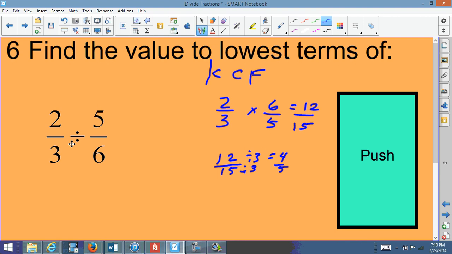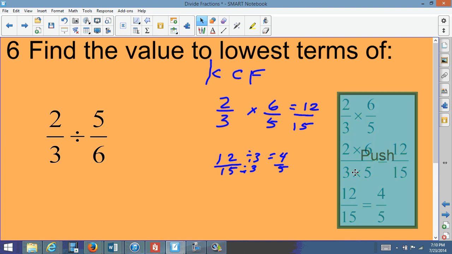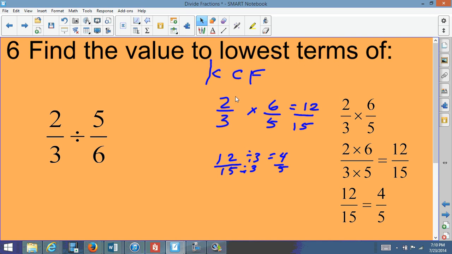So I hope you got that in your try. You might want to rewatch it and take a look at what we did. Again, KFC: keep, change, flip. So instead of dividing, we multiply by the reciprocal of the second fraction. So instead of dividing by 5/6, we multiply by 6/5. And top times top, bottom times bottom, and that'll give us our answer that we can reduce to lowest terms if possible. So I hope you got something out of this video.